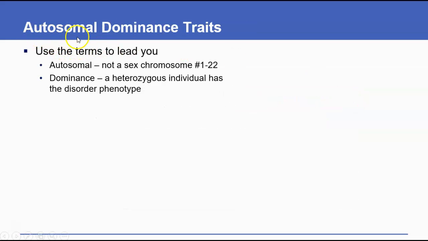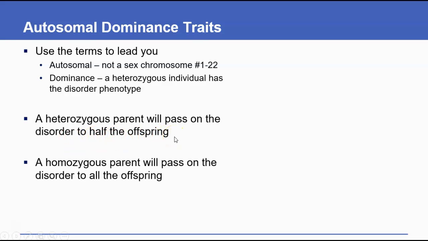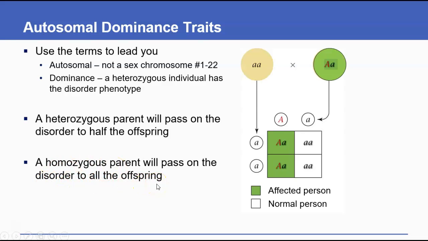So we're going to first start with autosomal dominant traits. So you're going to use the terms to guide you. If we're talking about autosomal traits, that means they're not the sex chromosomes, and it's chromosomes 1 through 22. If it's dominance, it's going to mean that a heterozygous individual has the disorder. So a heterozygous parent will pass on that disorder to half of the offspring. A homozygous parent will pass on that disorder to all of their offspring. So here you can see a case where you have a heterozygous parent passing down that allele to half of their children.